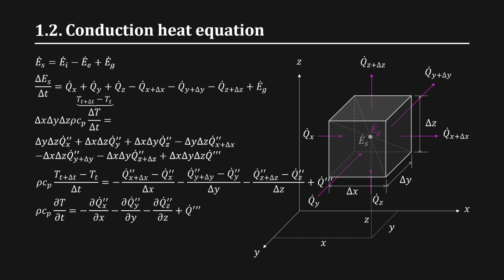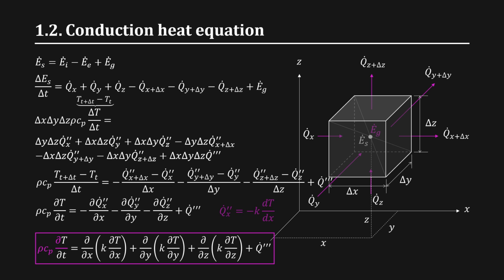Finally, by substituting Fourier's law into our previous equation, we obtain the general form of the heat conduction equation in Cartesian coordinates. And this equation states that at any point in the medium, the total rate of conduction heat transfer plus the rate of heat generation must equal the rate of thermal energy change stored within the volume. So this is the heat conduction equation, or diffusion equation, in Cartesian coordinates, and from its solution we can determine the temperature distribution as a function of time.